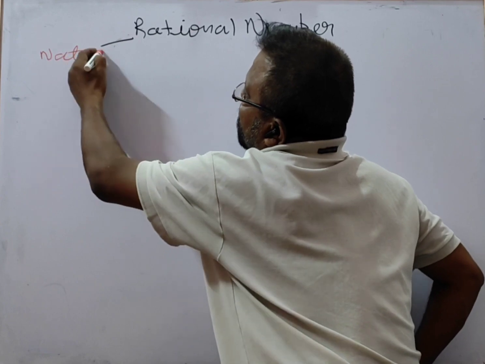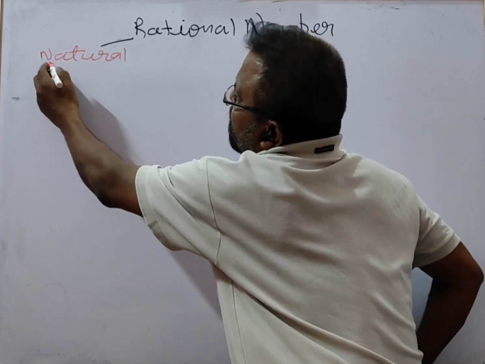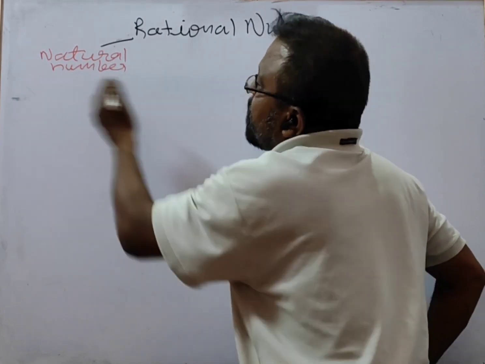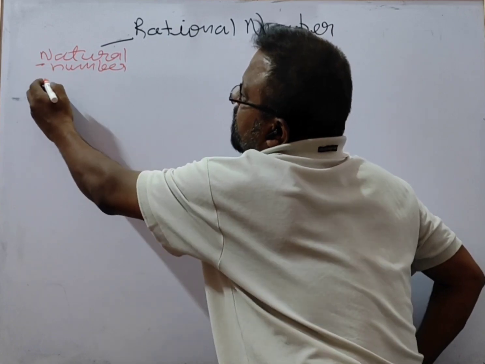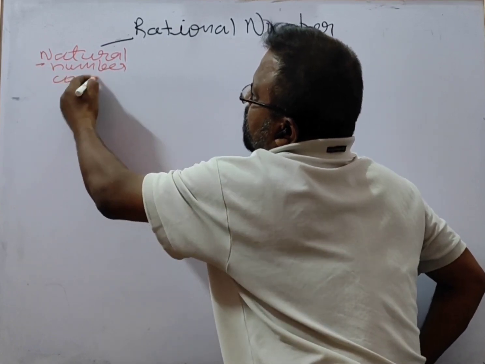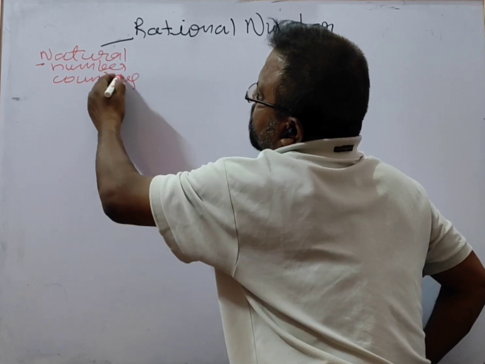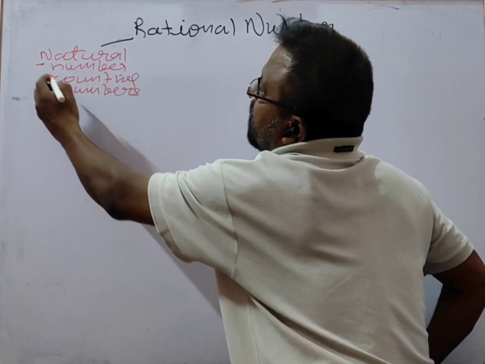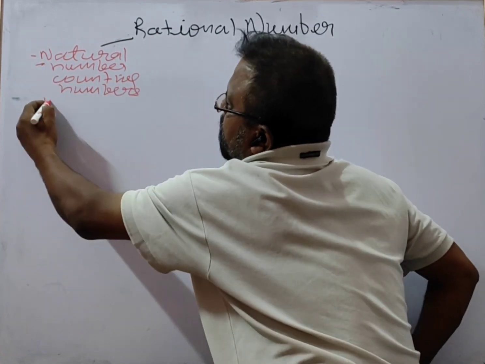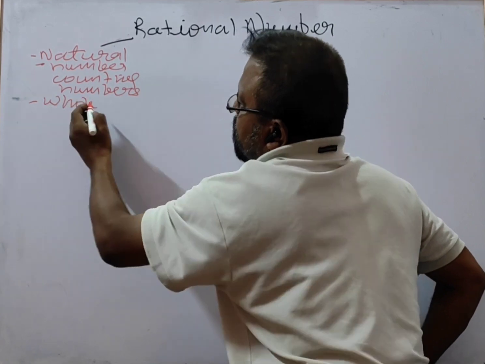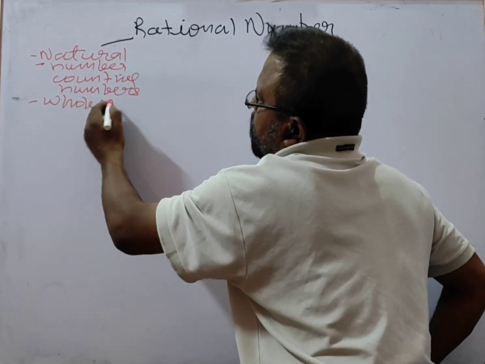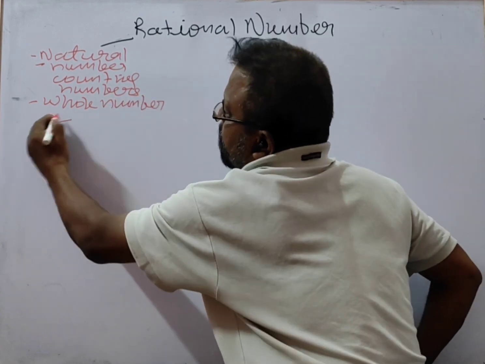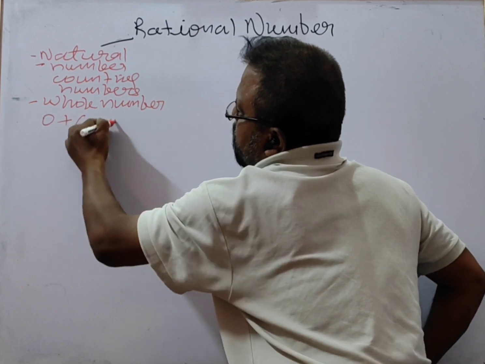First, I hope you have heard about natural numbers, right? Natural numbers means counting numbers, right? And then we have whole numbers. What is that? Whole numbers mean zero plus counting numbers.